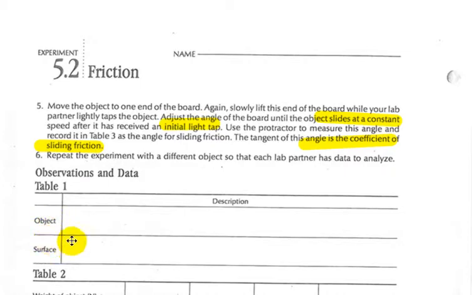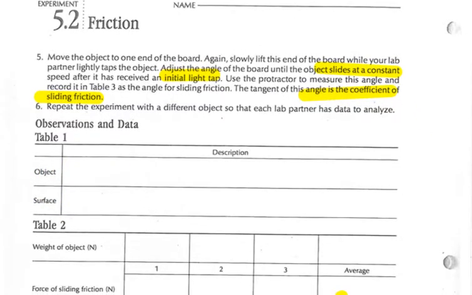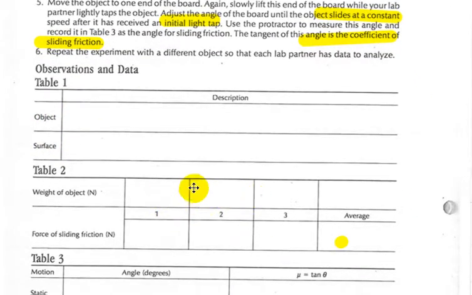So we describe the object, we describe the surface that we're dealing with, and the weight of the object. Here's where you do it 3 times, add up, average it to get your answer. Then the force of sliding friction, so when you're pulling it level along the surface, do it 3 times and average the results. Okay?